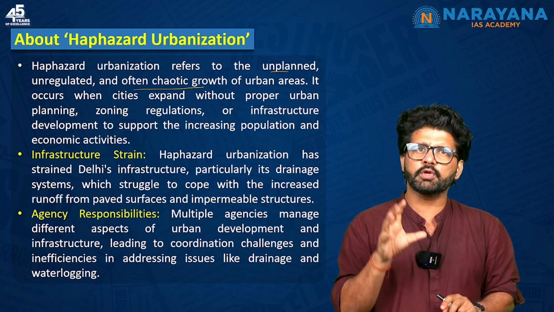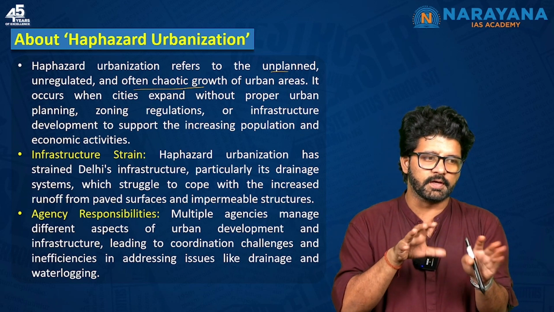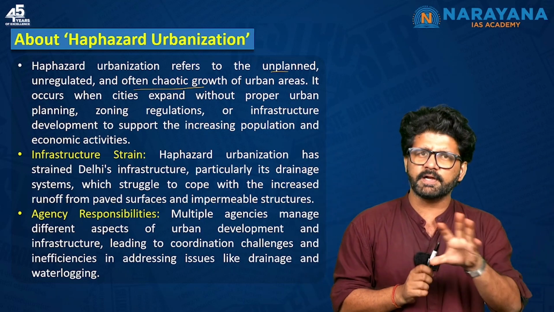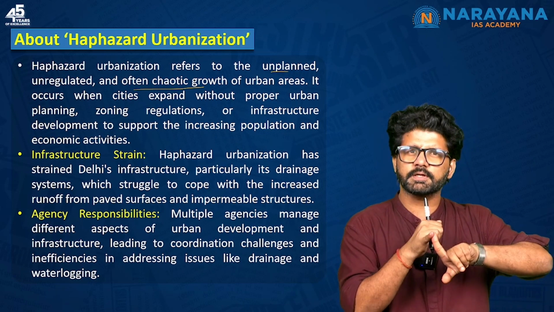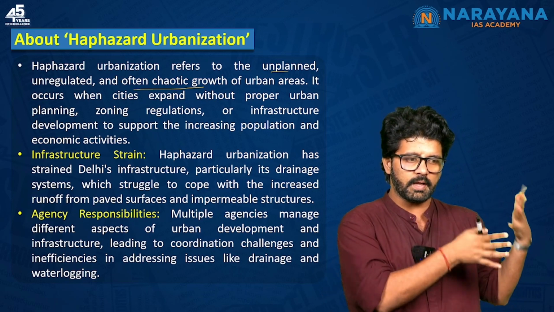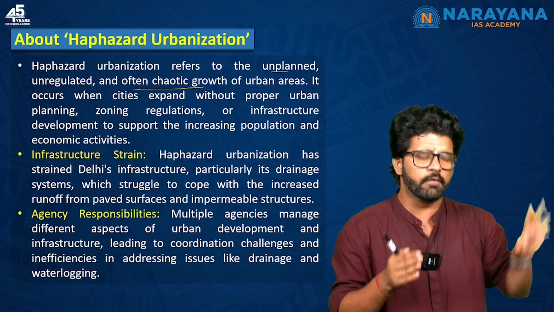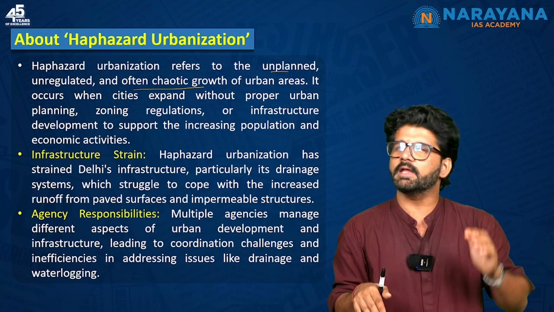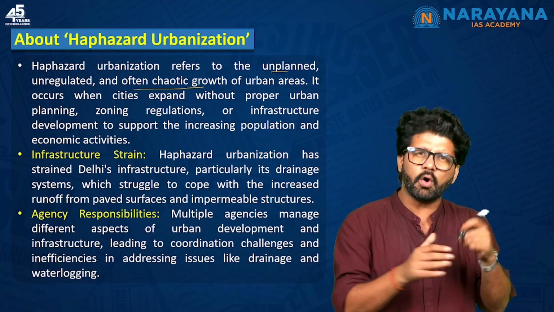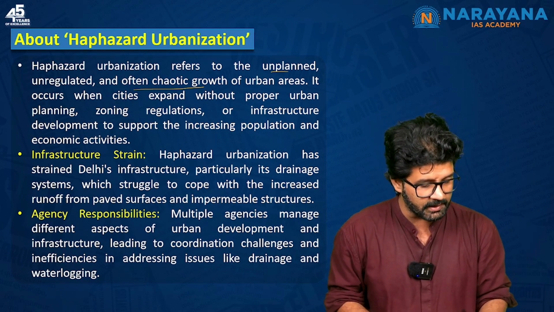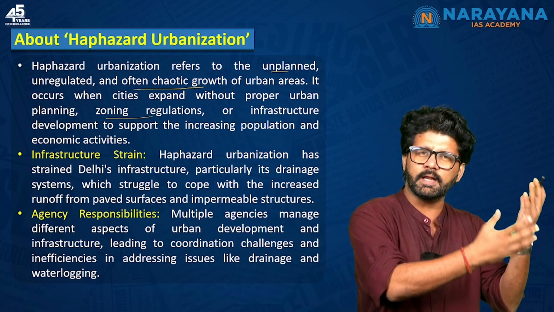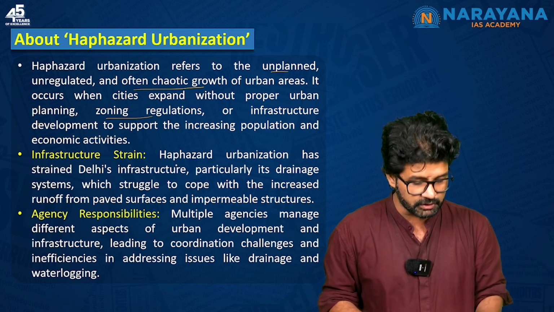You must have heard about something known as compensatory afforestation, where they say they will cut 10 trees and then plant 1,000 saplings or something like that. Some people say that compensatory afforestation is nothing but an excuse to do haphazard urbanization, because if there is a tree which has grown to its full potential, you cannot replace it by planting 100 saplings. That is not equitable afforestation in any way, right? So all these small things contribute to haphazard urbanization. Cities expand without proper urban planning and zoning regulations. You see lakes dying in Bangalore. All these are examples of haphazard urbanization.